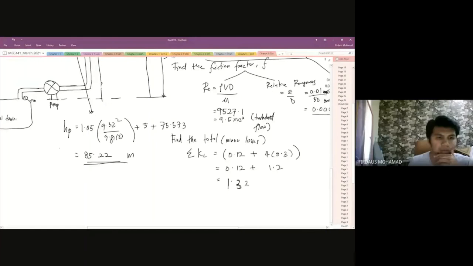So now we got the head for the pump. Okay. In order to pump water from point one to point two. Okay, so in order to find what is the output, W dot from the pump, W dot pump ataupun W dot from the shaft equal to apa? W dot equal to rho g HP. Rho g H-pump kali dengan V dot. Cuba cari. Rho kali dengan g HP yang ni kali dengan V dot. Berapa dapat?